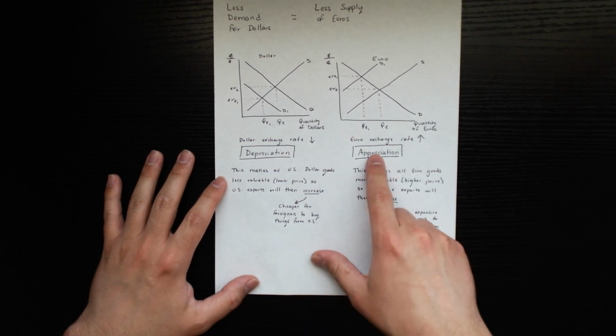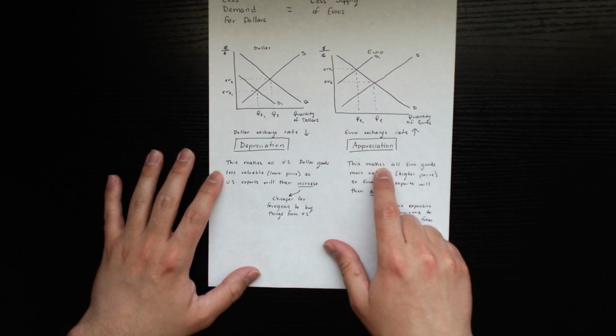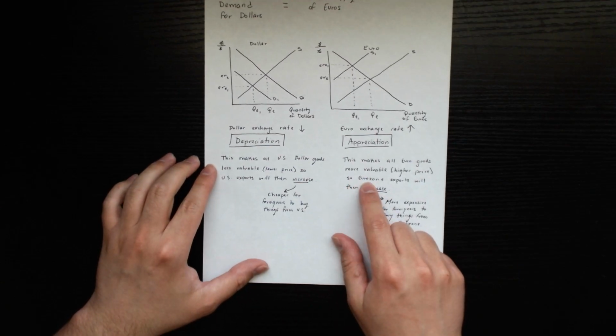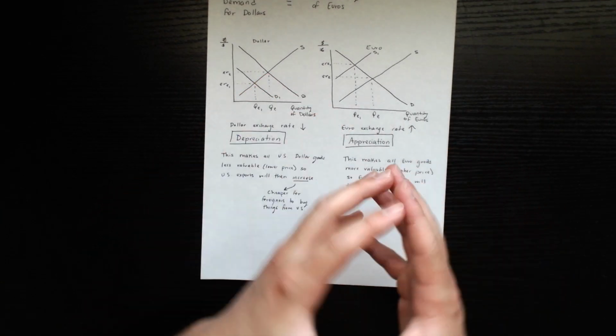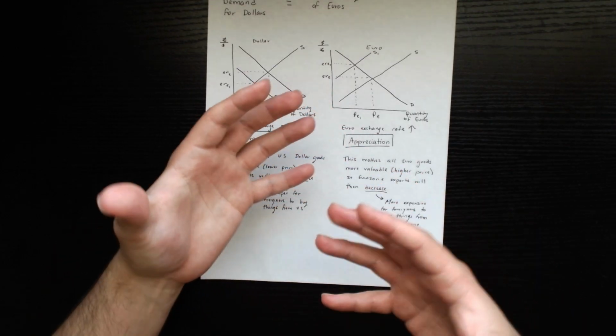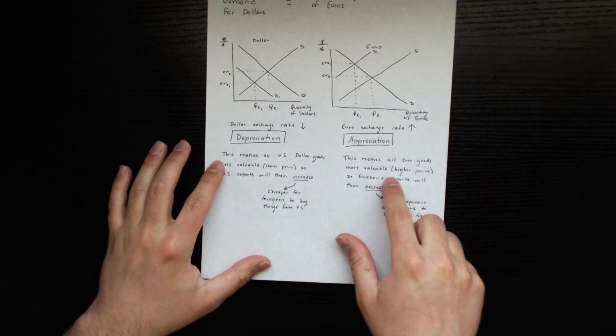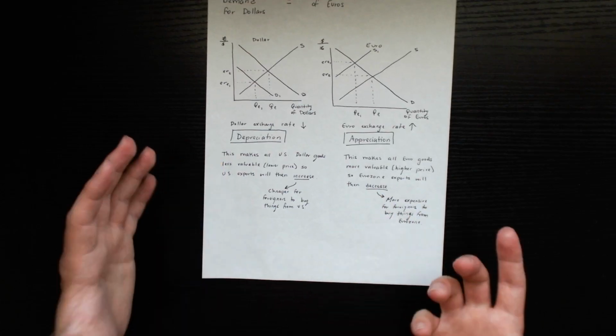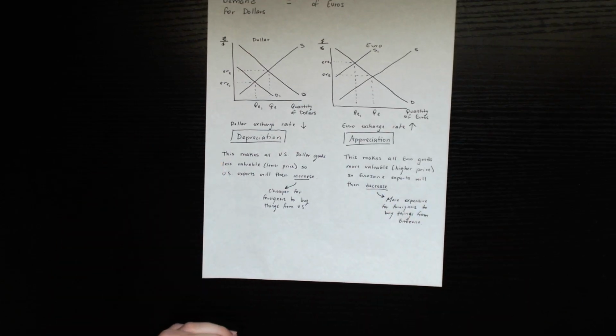Since the euro is appreciating, this makes all euro goods more valuable, have higher prices. So the eurozone is going to be more expensive, so there are going to be fewer foreigners buying stuff from the eurozone, so eurozone exports will decrease. And that's because it's more expensive for these foreigners to buy things from the eurozone.